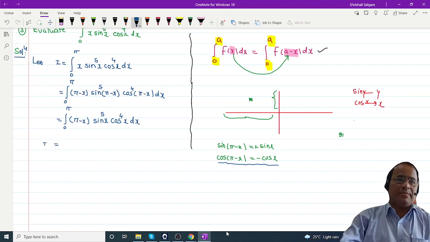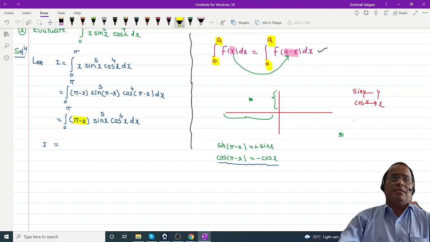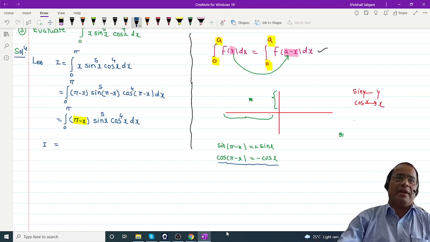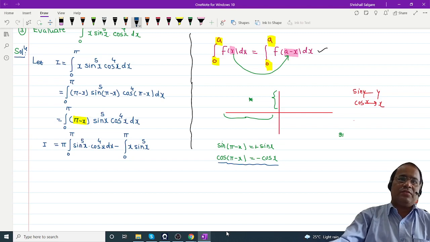So what I am simplifying? I am simplifying as I. Now here you are having two terms, pi and x, multiplied by the trigonometric. So I will use linearity and I will simplify. So the first integral I will write pi into integral 0 to pi, simultaneously I am taking pi outside, sine of x raised to 5 into cos of x raised to 4 dx minus integral 0 to pi x into sine of x raised to 5 into cos of x raised to 4 dx.